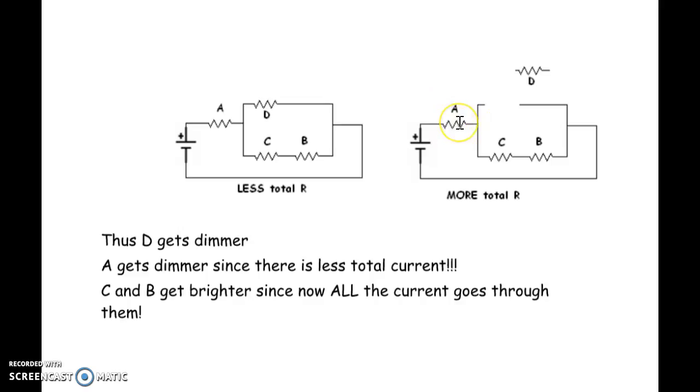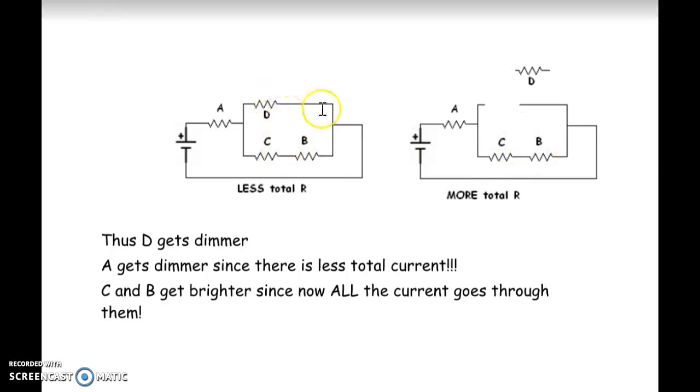Since A gets dimmer, we can realize that the voltage across A also got less, and that means that B and C got bigger voltages, and so B and C are going to be slightly brighter than they were before. Before, we had more current going through A, so A had a bigger voltage drop. Now less current's going through A, so it has a smaller voltage drop. A is not as bright now. So C and B have to get brighter because they have more voltage across them.